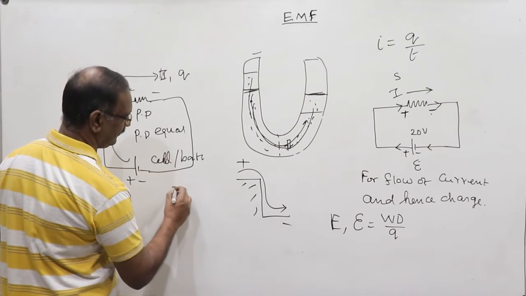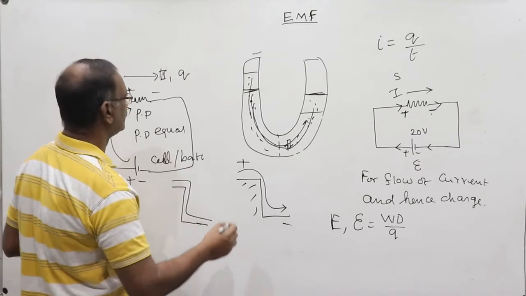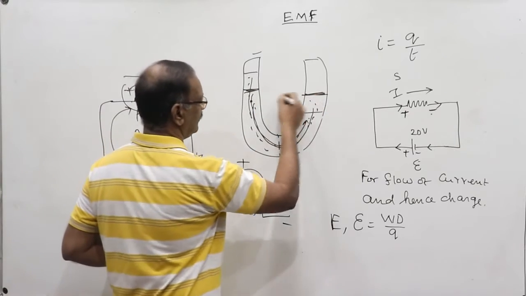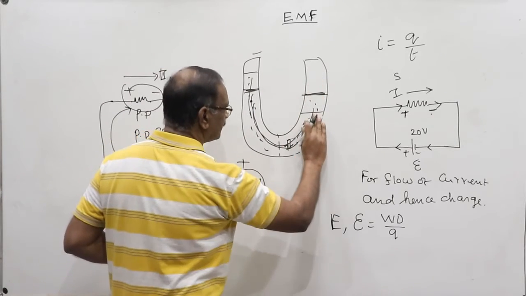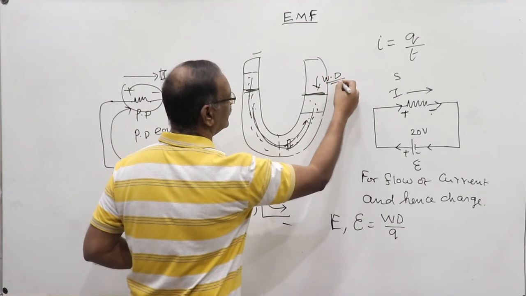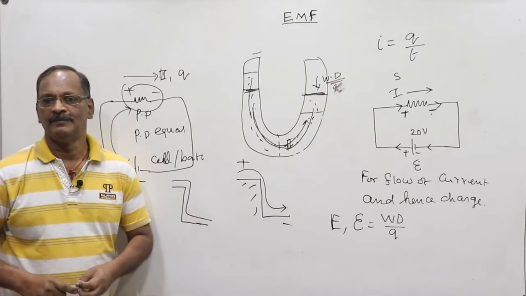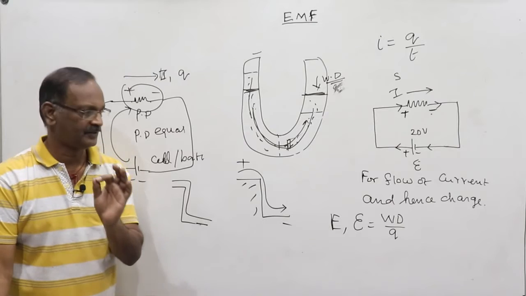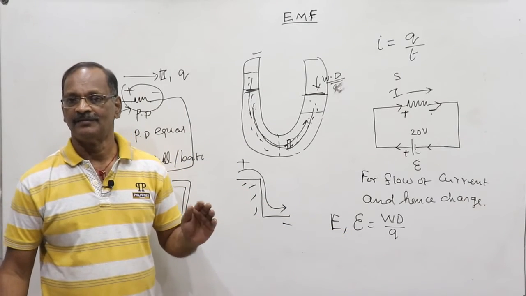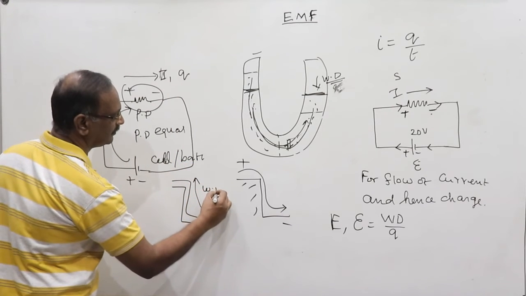Because see, if you want to pump water from a lower level to a higher level, since both levels are equal and the potential difference is zero, no water will flow. So we have to push it so that it rises up. It means some work has to be done in a given time. EMF of a battery is the work done per unit charge in moving a charge from lower to higher potential.